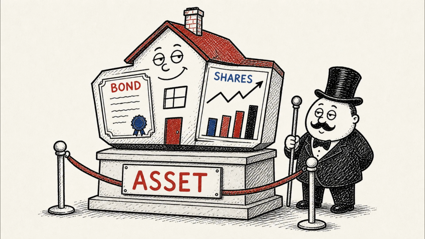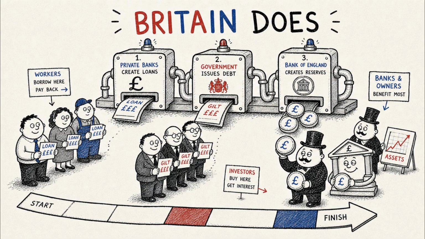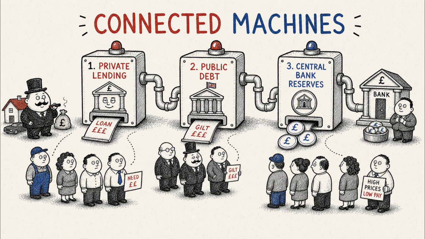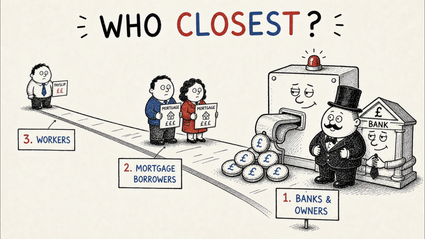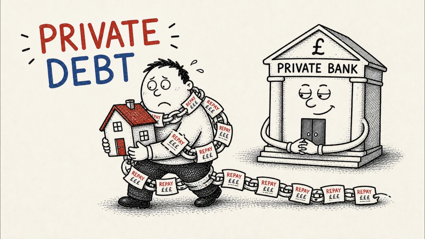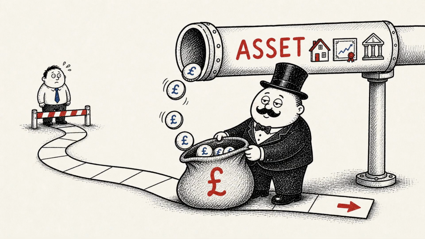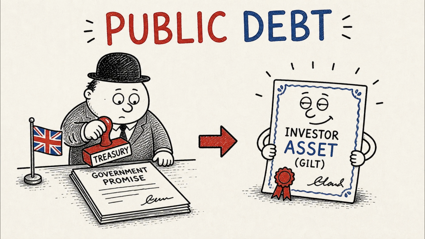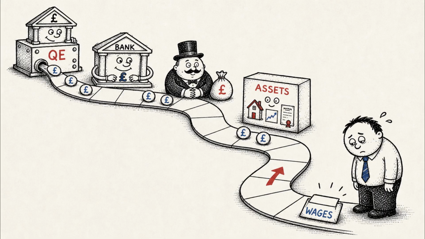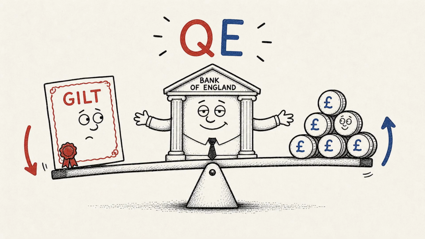So Britain does not have one simple money printer. It has connected machines, a lending machine, a borrowing machine, and a central bank machine. Each machine has a different group standing closest to the output. With private debt, the closest people are approved borrowers, banks, sellers, and asset owners. With public debt, the closest people depend on what the government spends on: wages, services, contracts, benefits, infrastructure, or interest payments. With quantitative easing, the closest people are financial institutions and asset holders.